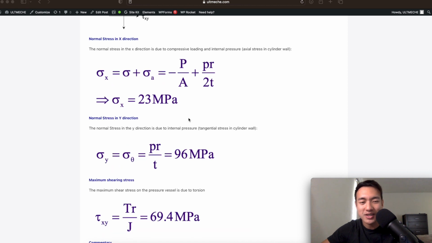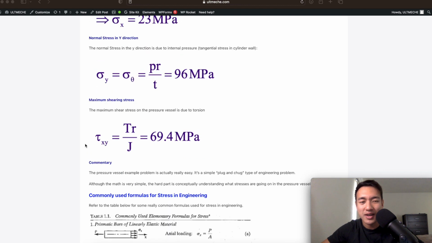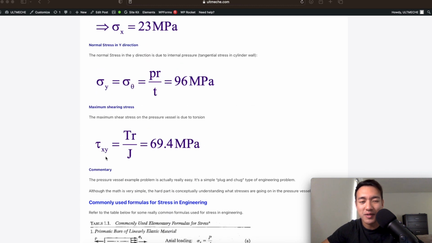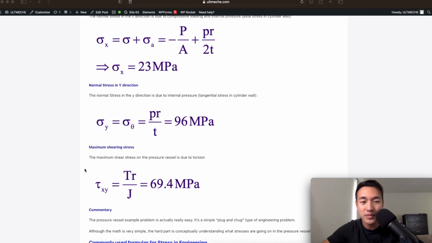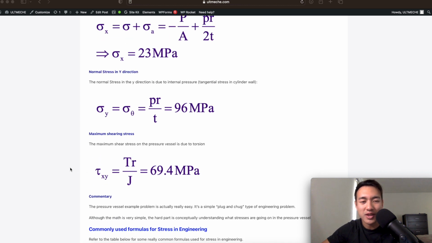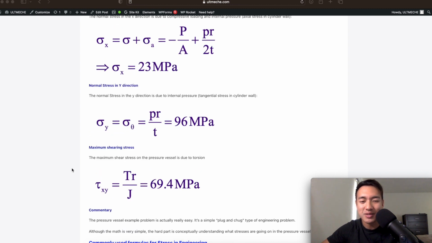For the x direction, same thing. Sigma y equals sigma theta. We can use this equation, and this is what we get. And then shear stress. So this is a different form of shear stress regarding torsion. So we have torsion times the radius divided by the polar moment of inertia, and we get this much for our shear stress. So we'll compare these with what the allowable stress of the material is, and determine whether the system is good or not.